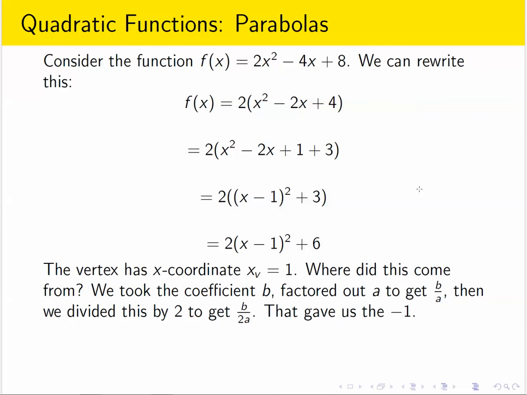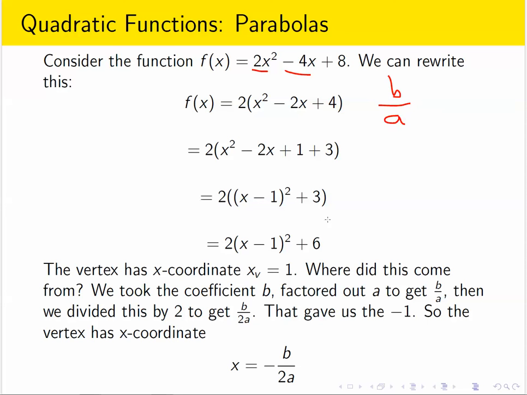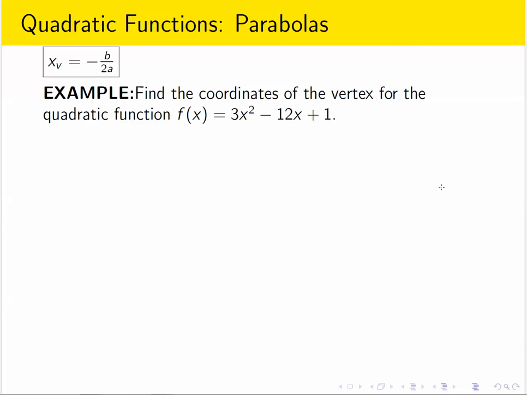So this summarizes the analysis we just went through again. We take this coefficient b, which is negative 4. We factor out this coefficient a. We divide by 2, so we're really dividing by 2a. And then we need to change the sign. So that's where this formula comes from, negative b over 2a. That's the formula we will use whenever we need to find the x-coordinate of the vertex for a quadratic function.